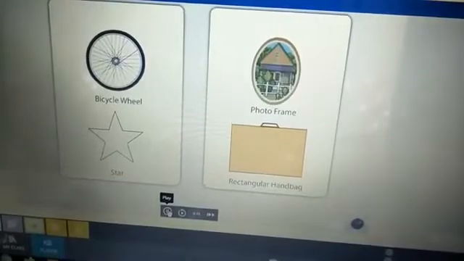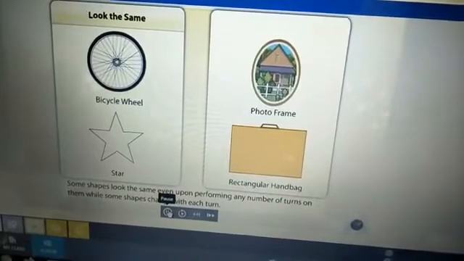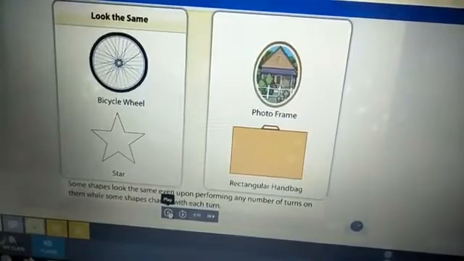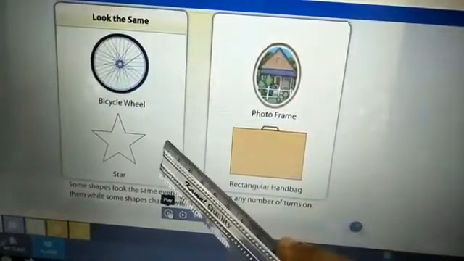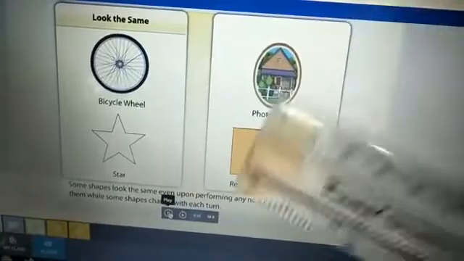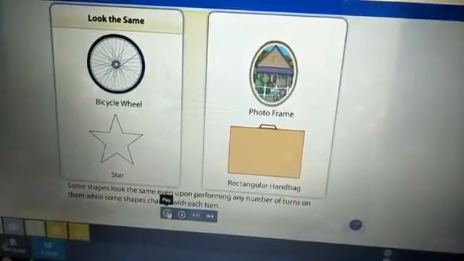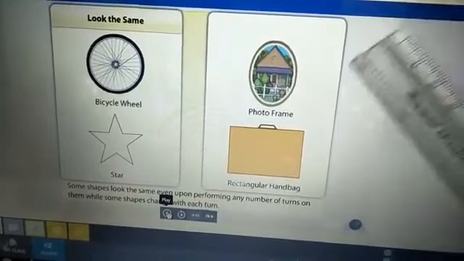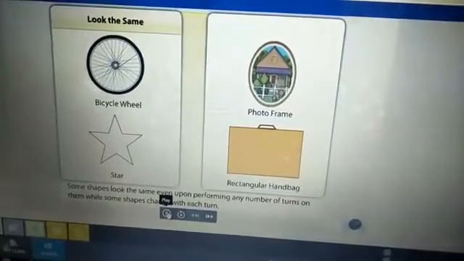Now you listen, children. So, we can conclude that some shapes look the same even after performing any number of turns. For example, this wheel and the star. Then some figures change their position even after a half rotation or quarter rotation. For example, the photo frame and the rectangular handbag. Is it clear?